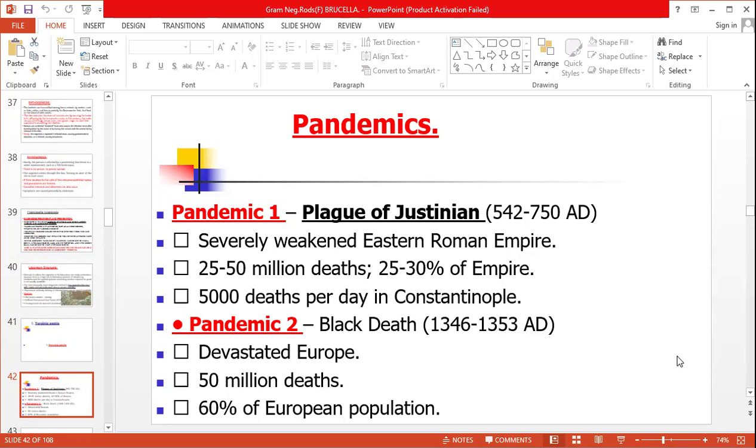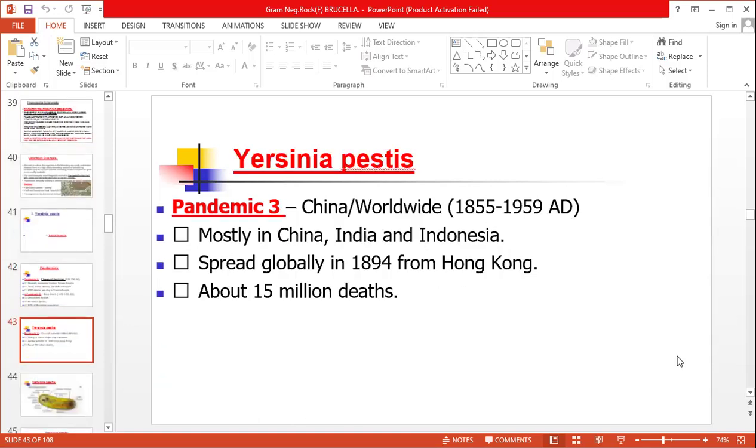The second pandemic, also known as the Black Death, lasted from 1346 to 1353 AD. It devastated Europe with 50 million deaths, about 60% of the European population. The third pandemic started in China and spread worldwide, 1855 to 1959 AD, mostly in China, India, and Asia, spreading globally in 1894 from Hong Kong, with about 15 million deaths.